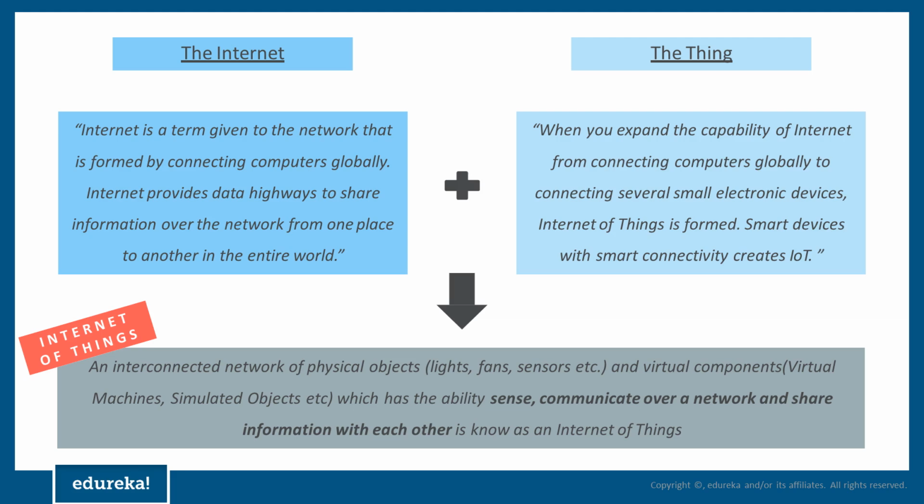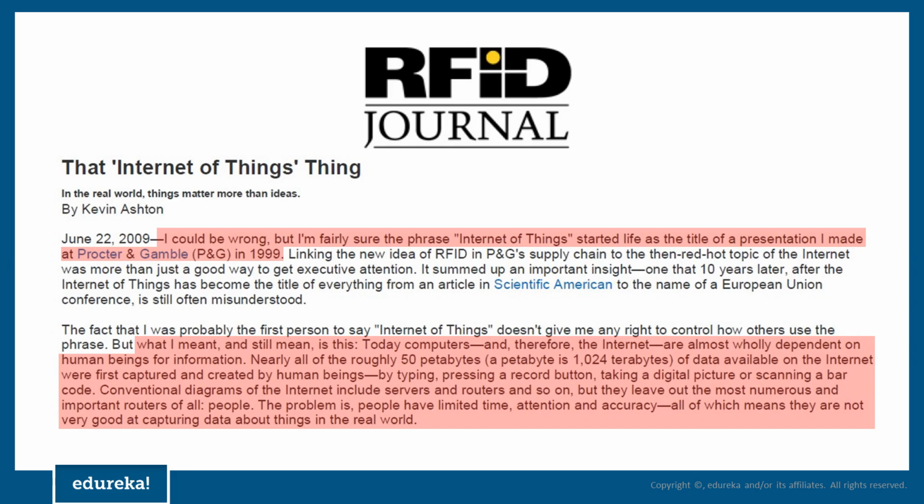That complete loop, when it is completed, is called Internet of Things. So where did this come from? There's a gentleman called Kevin Ashton. In 2009, he wrote an article, working on a presentation he made to Procter and Gamble. And that's where, unknowingly, he coined the phrase Internet of Things.